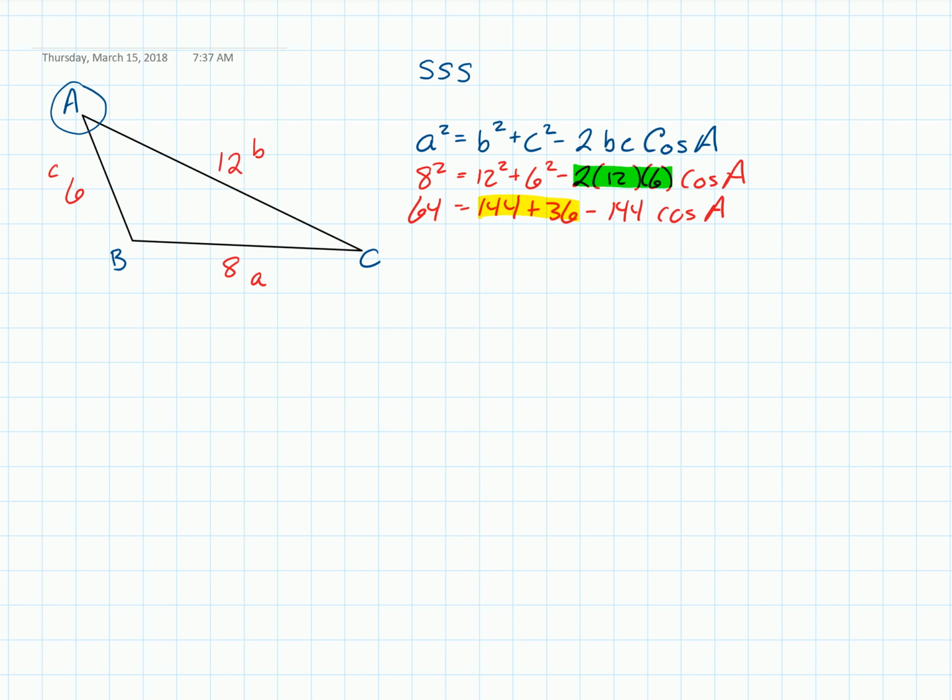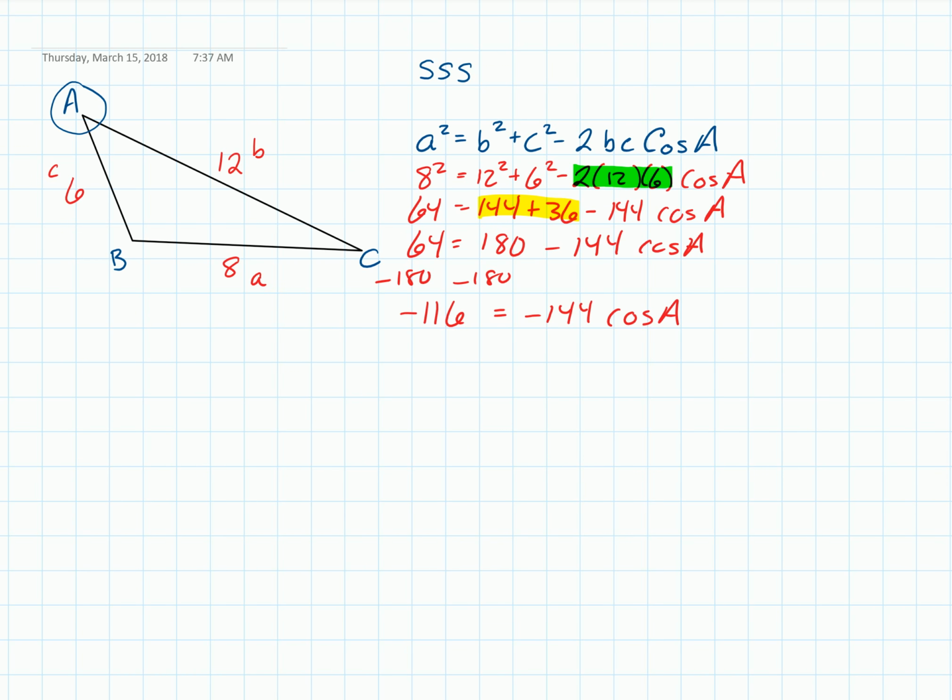The minus 144 has to stay. That value is multiplied by the cosine of A. So 144 plus 36 is 180. So I've got 64 equals 180 minus 144 cosine A. Now we'll subtract 180 from both sides. 64 minus 180 is negative 116. So negative 116 equals negative 144 cosine of A.